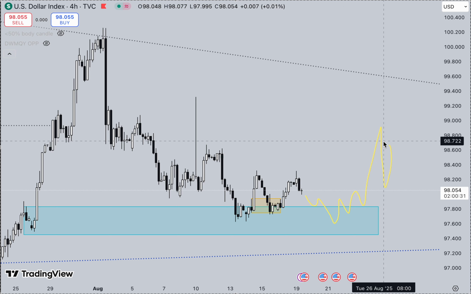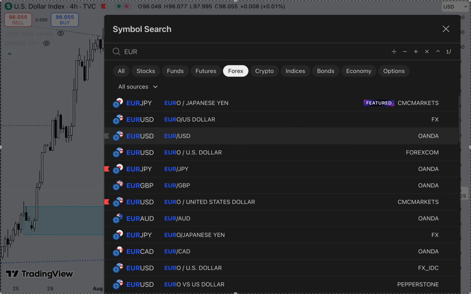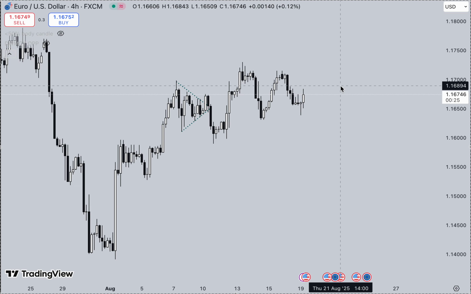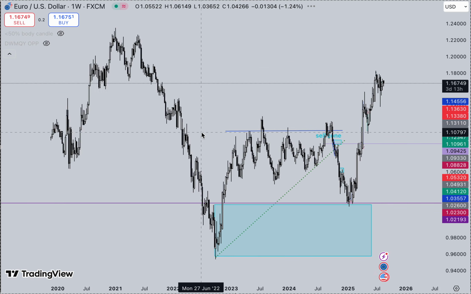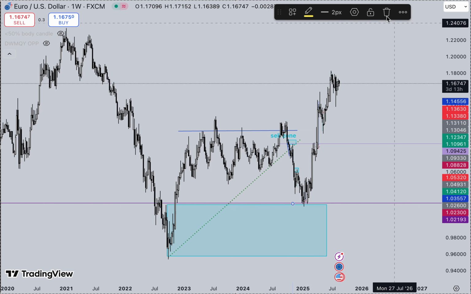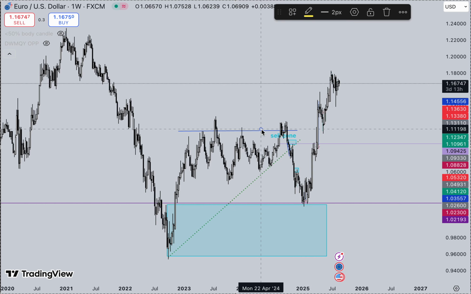Keeping that in mind, let's move down to Euro USD. On Euro USD, let's go to the higher time frame and see what's going on. Actually, let's clean up our chart a little bit.